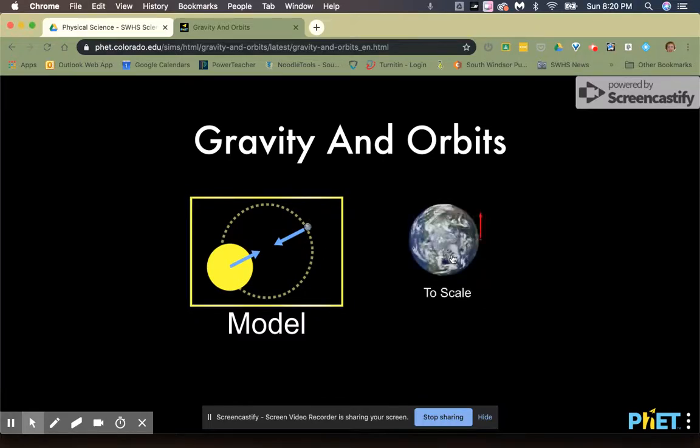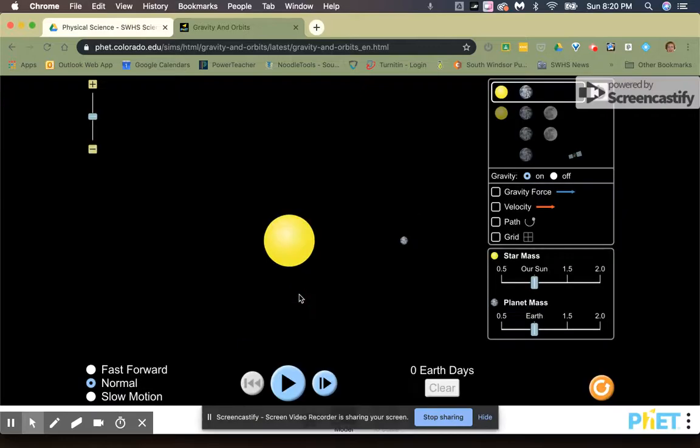You get two choices when opening it up. You have model and to scale. We'll start in the model version. We'll come back to the to scale. You can see over here on the right side, they've given you a number of choices. There's plenty of options to play with, but this simulation is constrained, so the kids can't do crazy things that will cause problems. Well, too many problems. But they have an opportunity to explore and manipulate a number of variables and learn an awful lot about orbits and gravity.